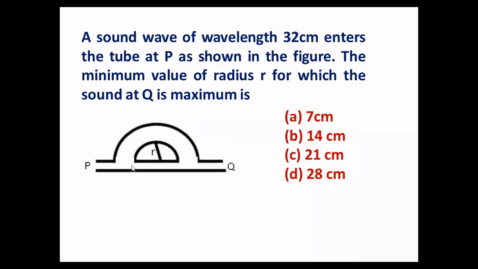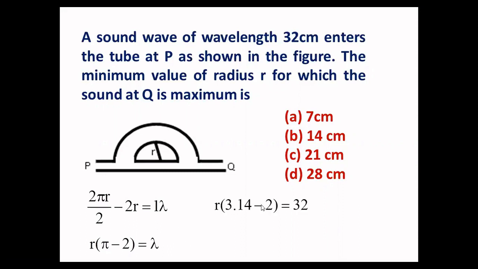So shall we write the path difference? This one is 2 pi r by 2 and this is 2r. So 2 pi r by 2, this path, minus 2r, this one, must be equal to the minimum condition, that is 1 lambda. Once the two waves start producing path difference, the minimum path difference at which crest falls on crest again is 1 lambda. If you analyze this, I can cancel 2 and 2 here: pi r minus 2r, r can be taken outside, so (pi minus 2) times r is equal to 1 lambda.